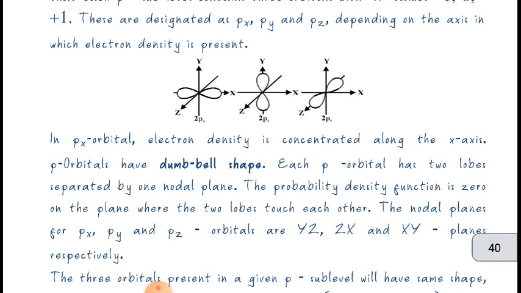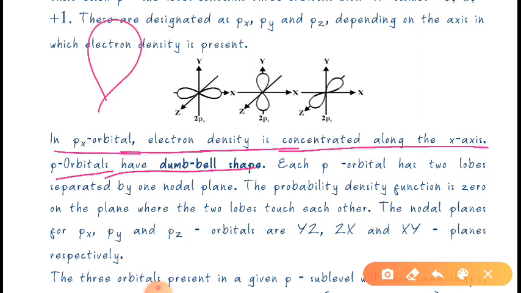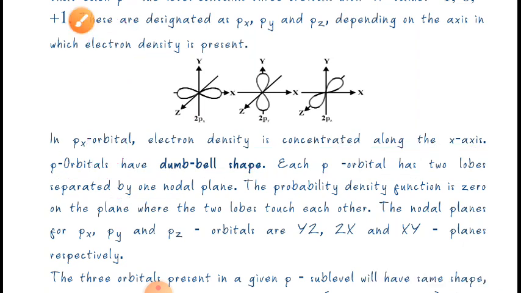In the px orbital, electron density is concentrated along the x-axis, and p orbitals have a dumbbell shape, like this, like a dumbbell. Each p orbital has two lobes separated by one nodal plane. When we discuss the nodal plane, I can show you where it will be.